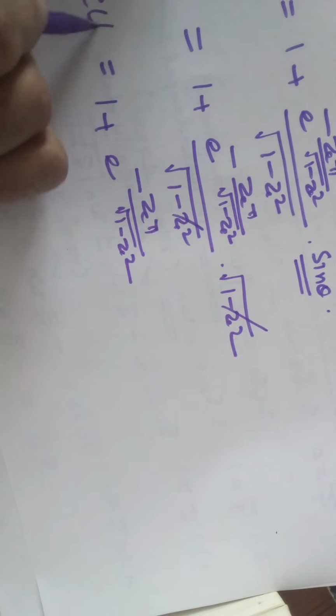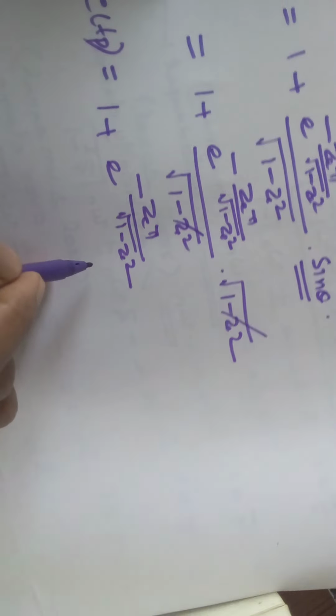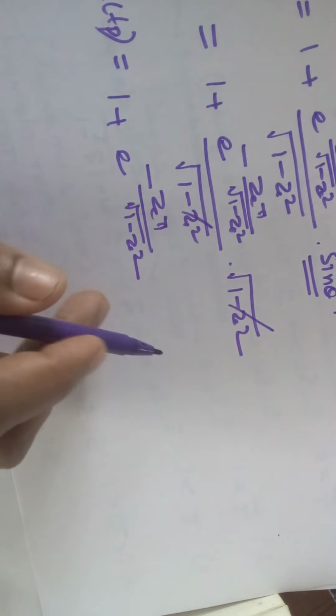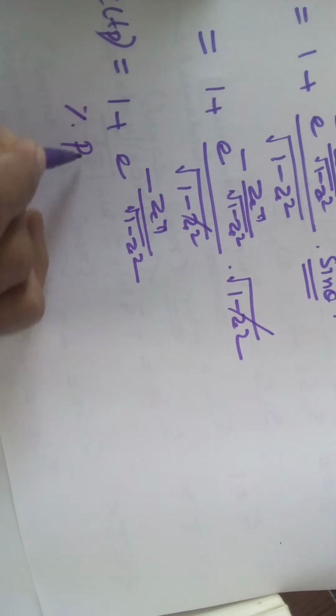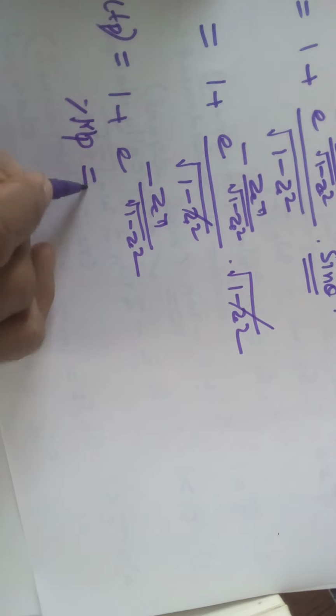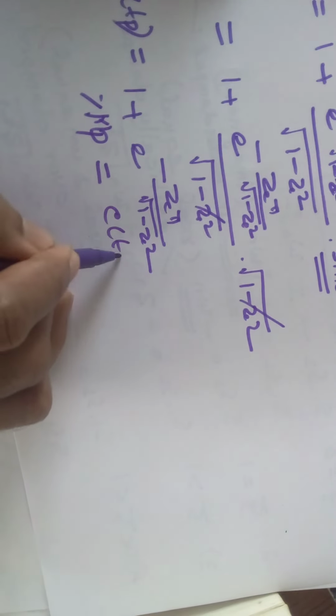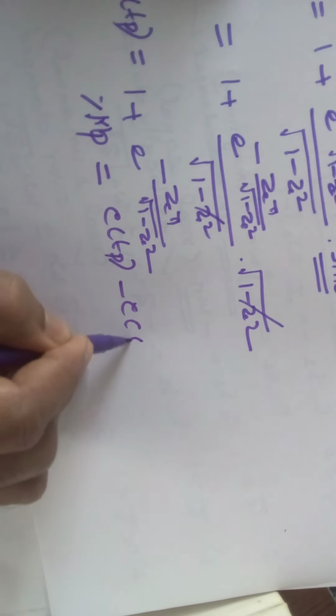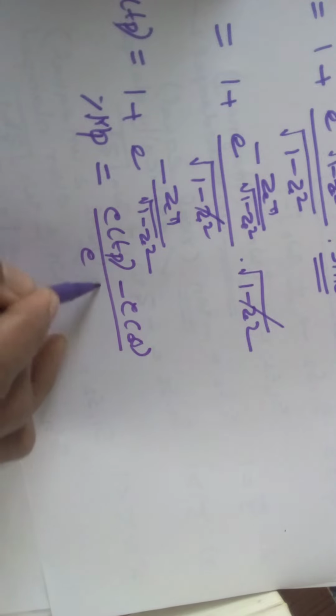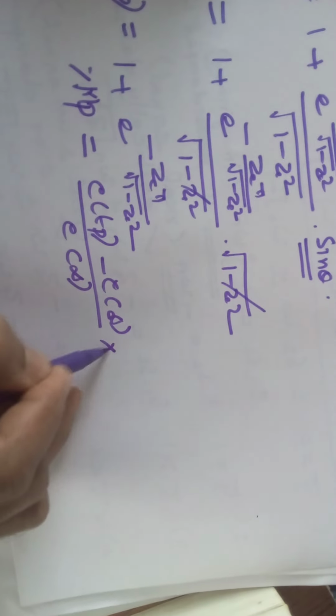This is C of Tp. Understood? You are ready to calculate the value of percentage MP. Percentage MP equal to, what is the formula? C of Tp minus C of infinity divided by C of infinity into 100.